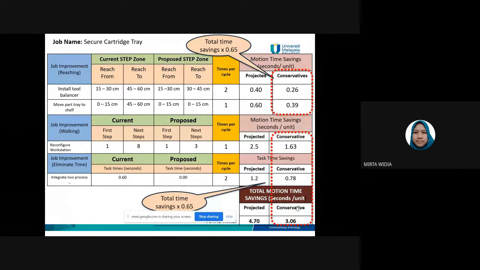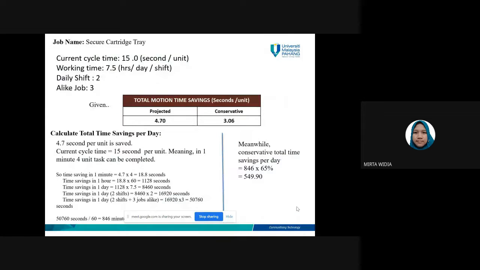Okay, this is the same as before. We already got the total motion time saving of 4.7 seconds per unit, and conservative 3.06. Now the condition: the current cycle time is 15 seconds per unit, so one unit can be made in 15 seconds. The working time is about 7.5 hours per day per shift, and there are 2 daily shifts. The light job has 3, meaning there are 3 identical workstations doing the same job.